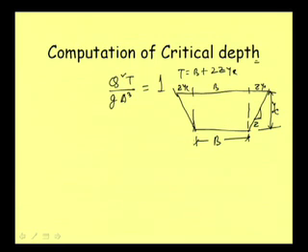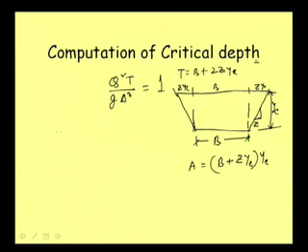And the area of this section is equal to b plus z y c into y c. That way we can write it, because this plus that divided by 2 basically gives b plus z y c, multiplied by the depth y c. So we can write the area.